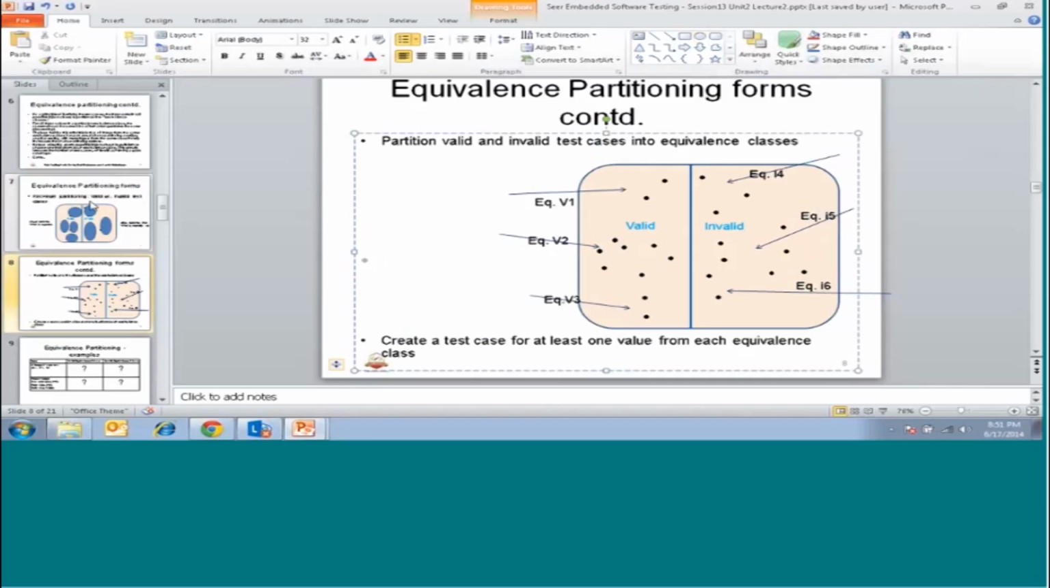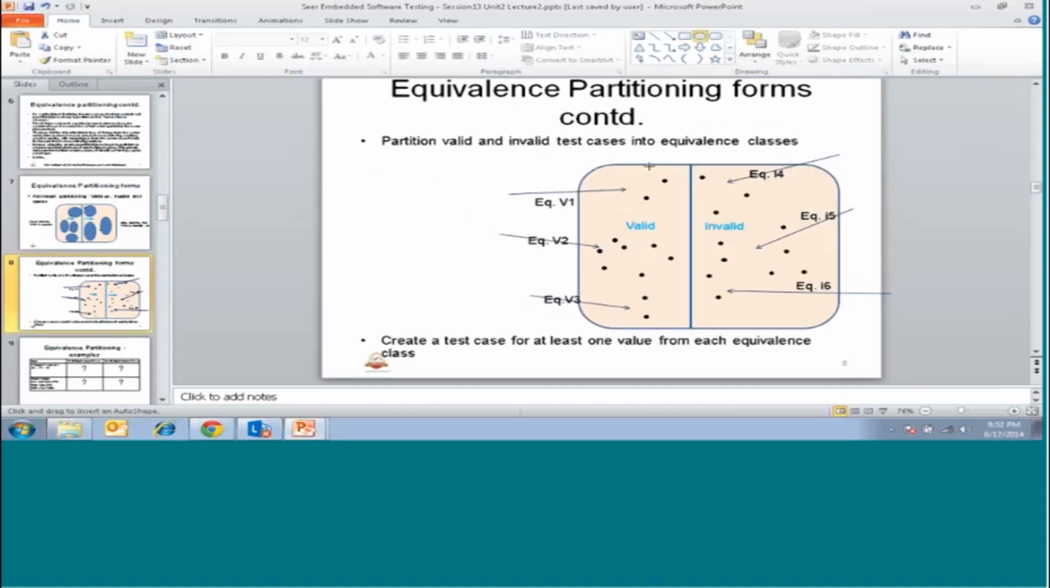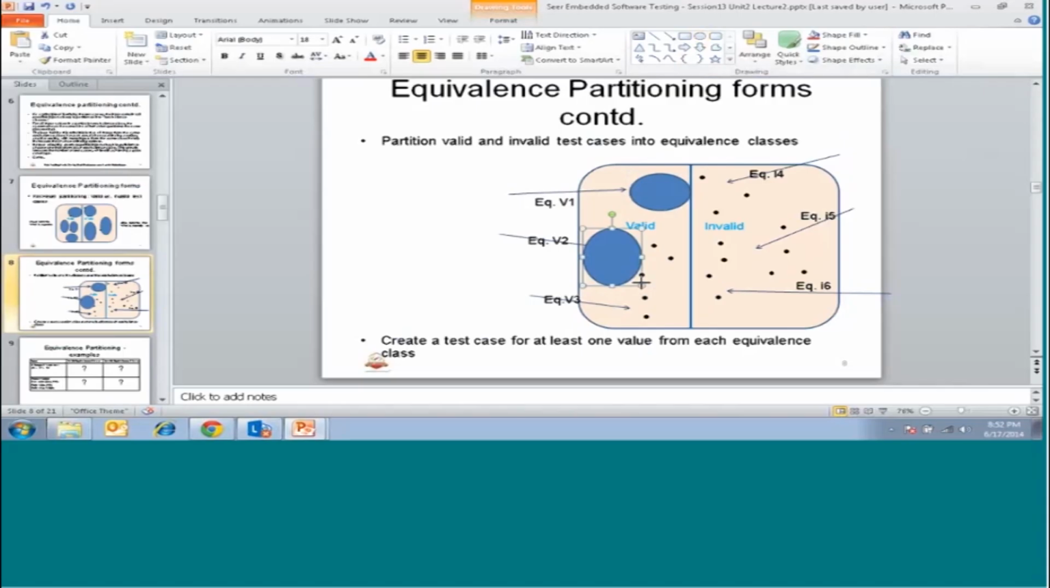As I said in the previous slide, we can group each of these, since we don't have to repeat all the test cases which are resulting in the same behavior. So we have 3, right? We have to cover this. The third one could be this. So we have 3 valid test cases. Similarly, we have 3 invalid cases.